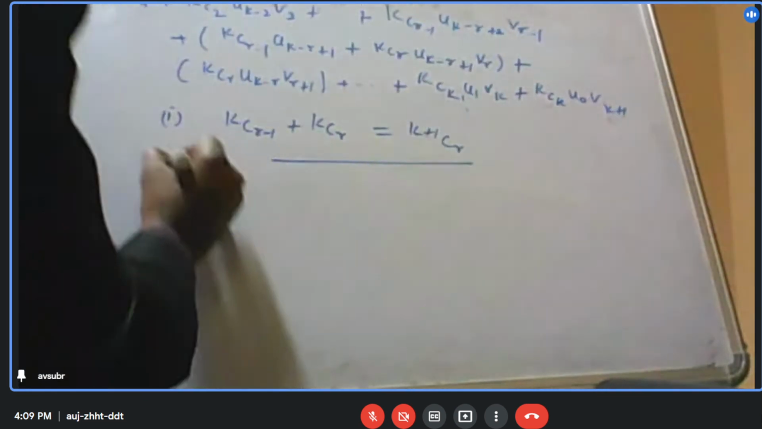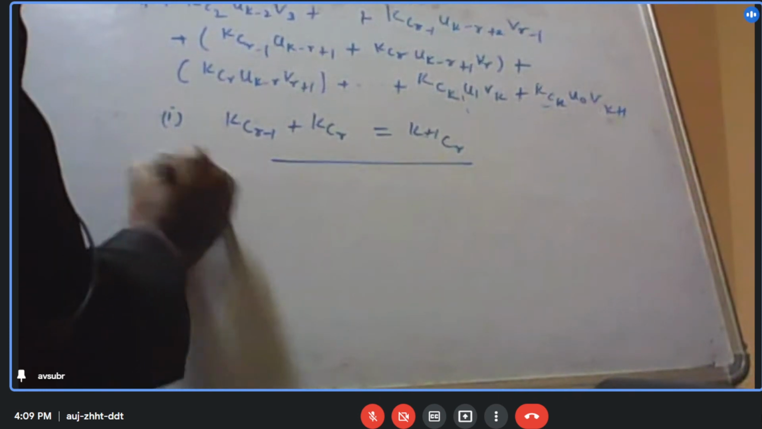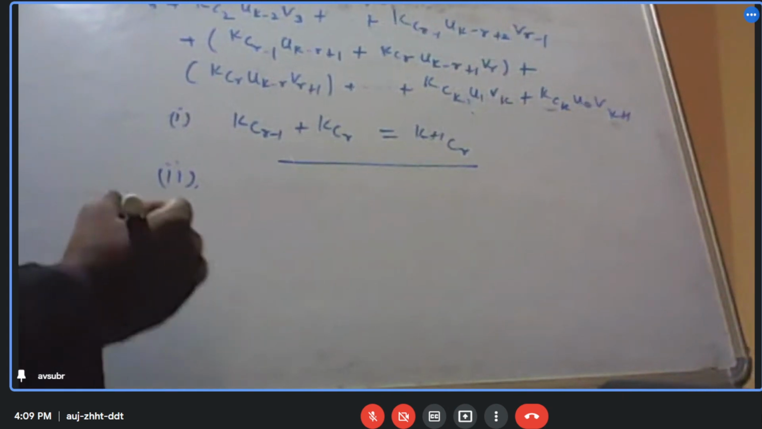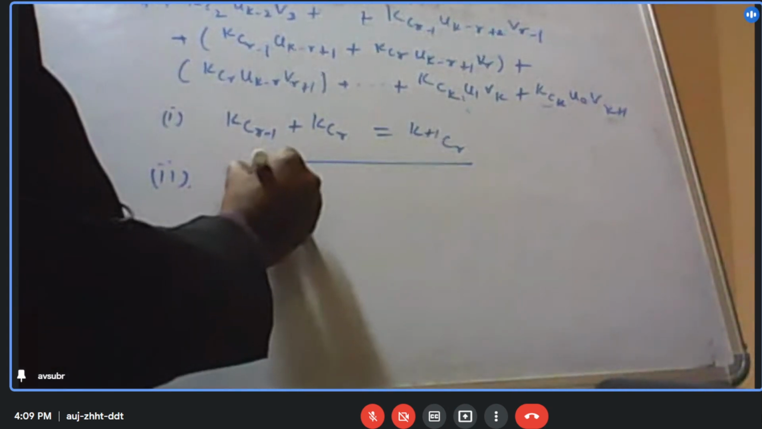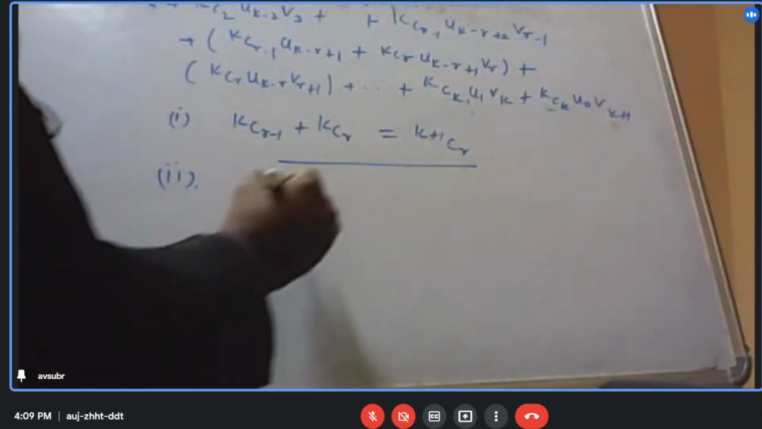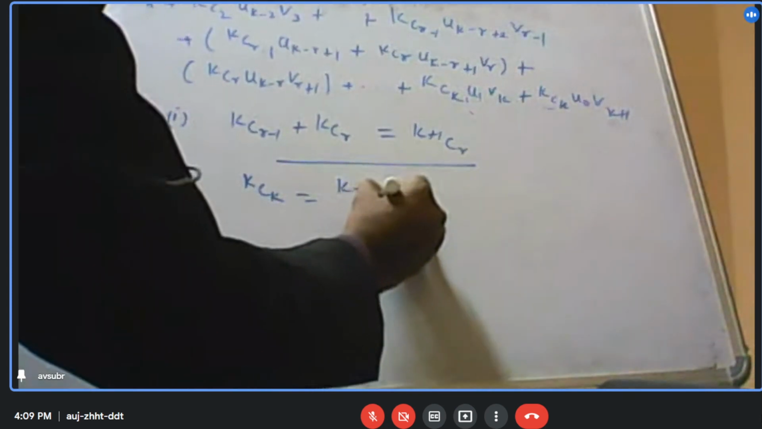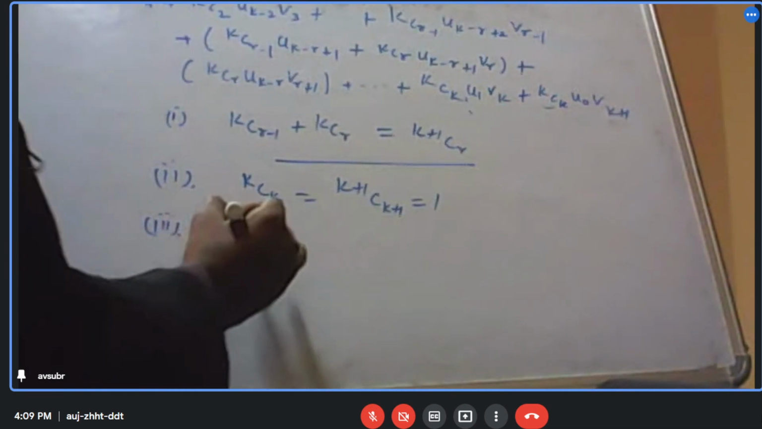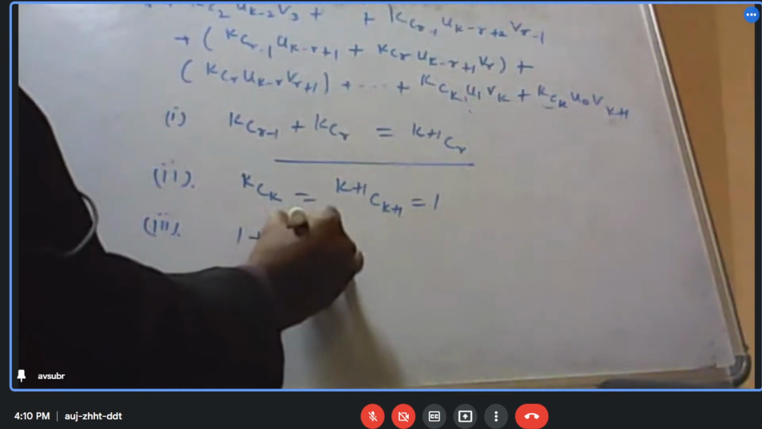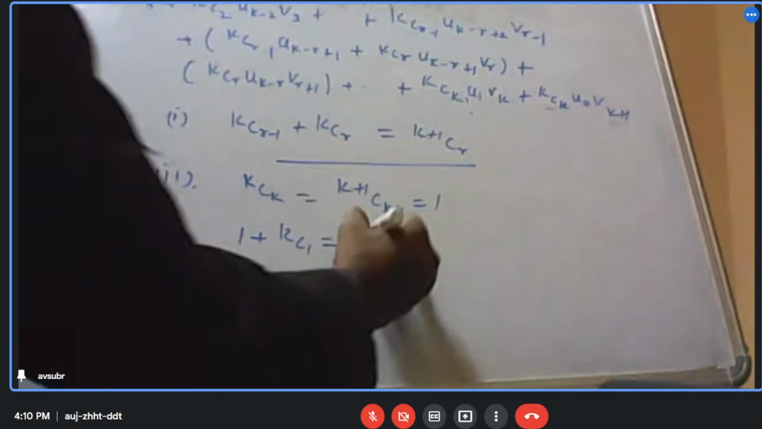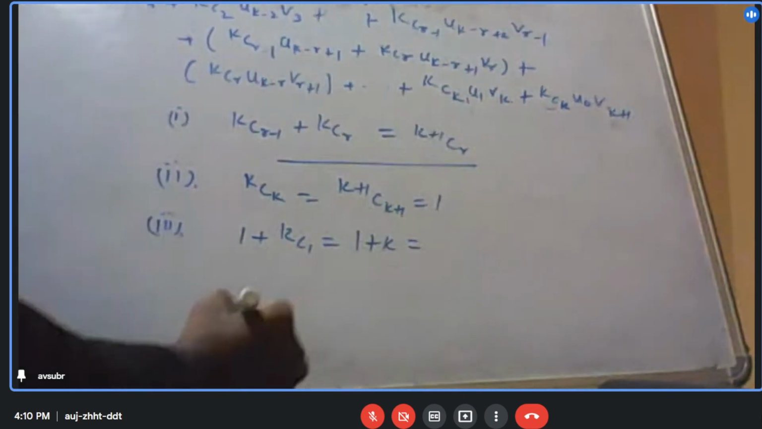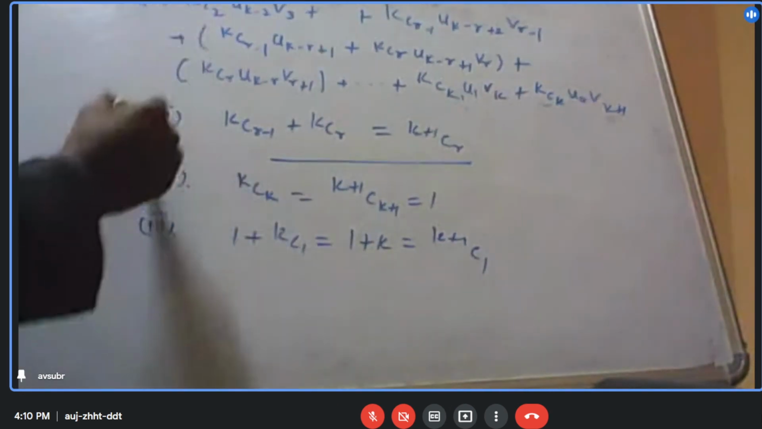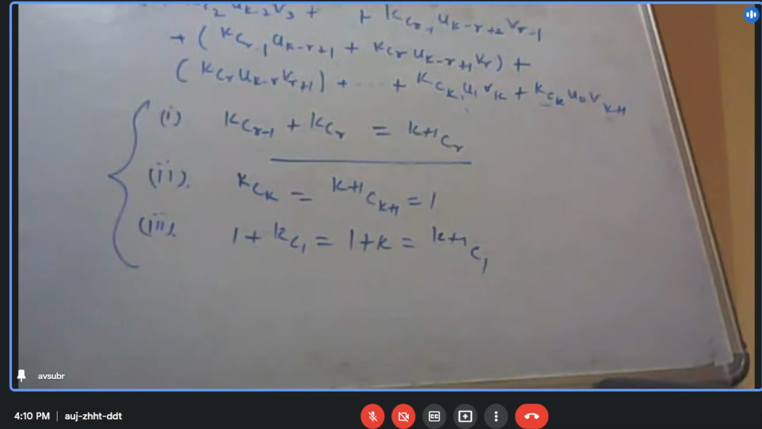So we will prove it tomorrow if you require a few proofs, because today our time is up. So a few things I will write down so that in the next class we will not miss out. This is equal to 1, and number 3, 1 plus KC1 is equal to 1 plus K is equal to K plus 1. So these three things we will utilize, we will see in the next class.